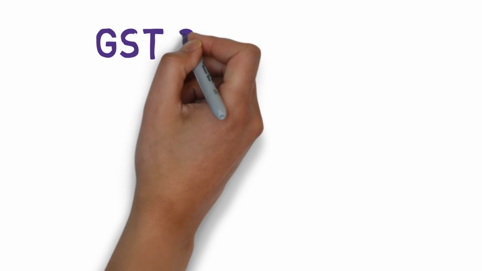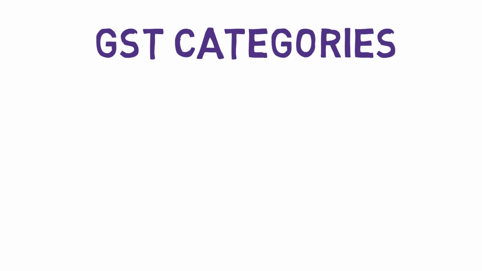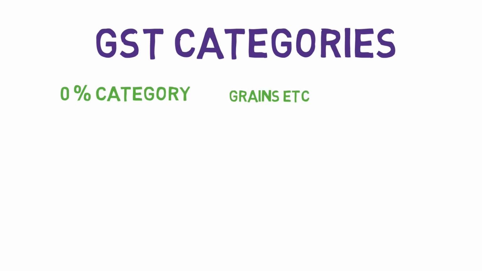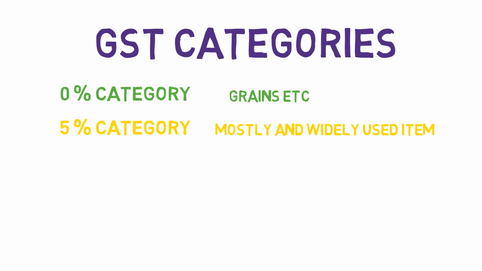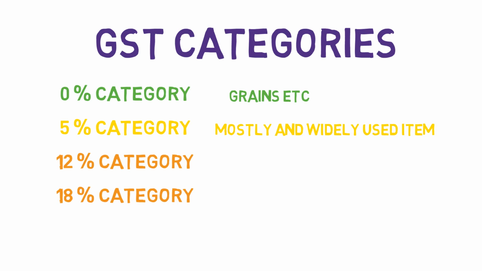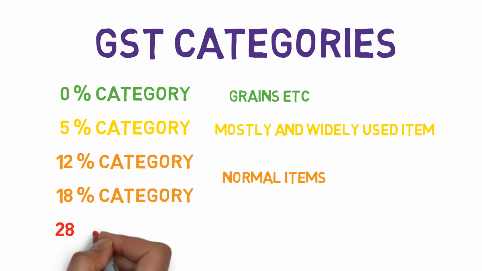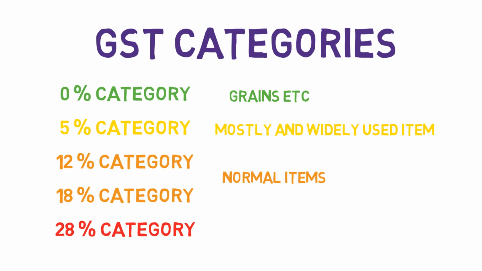We will also have 5 categories in GST in India. A 0% category, which will apply on food grains, etc. A 5% category, which will apply on mostly and widely used items. A 12 and 18% category, which will apply on items which are normally used. A 28% category, which will apply on luxurious items.